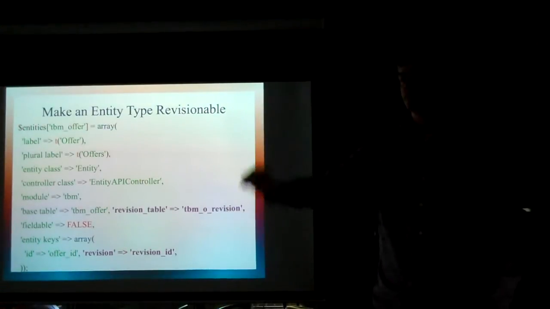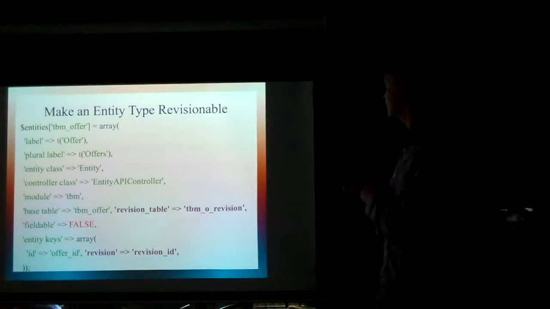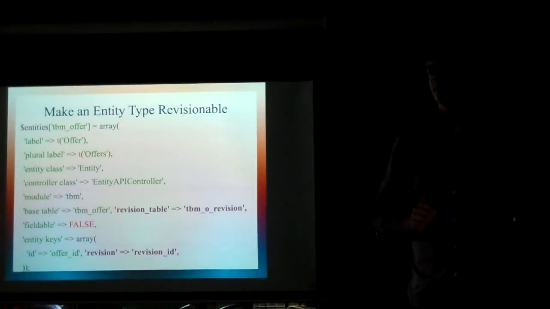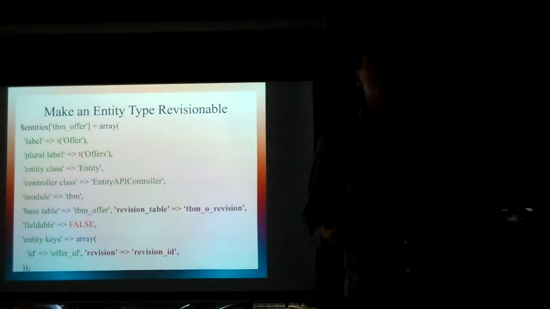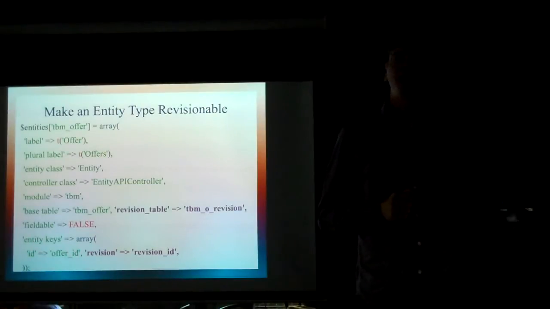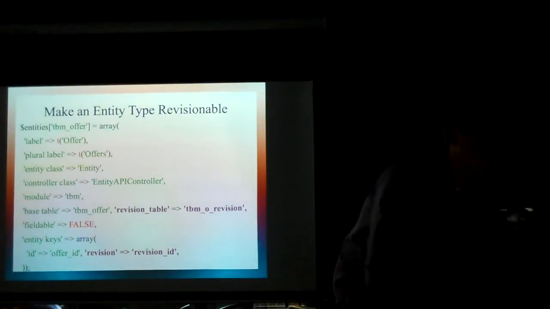JD, yes? The TBM offer revision, is that a table created by Drupal, or is that something that you have to create? That's something you have to define in hook schema. Okay. And would it be any different than your original schema? Yeah, so it would be an additional table. Oh, you mean would you change what we defined before? The structure is the same, right? Right. I believe you might add the revision ID column to your original table. I think that's what happens in the node table. Yeah.